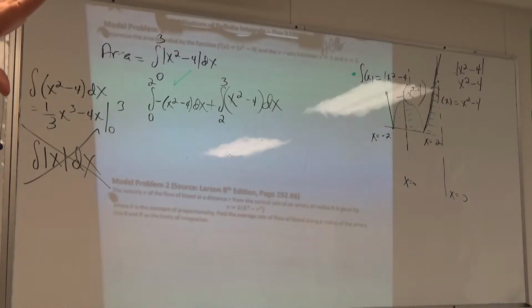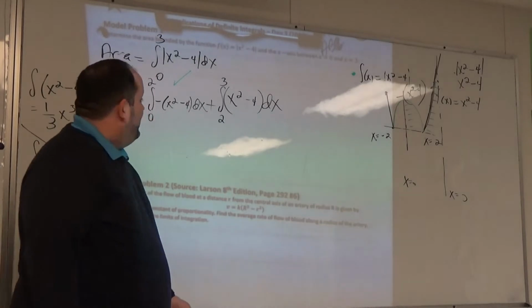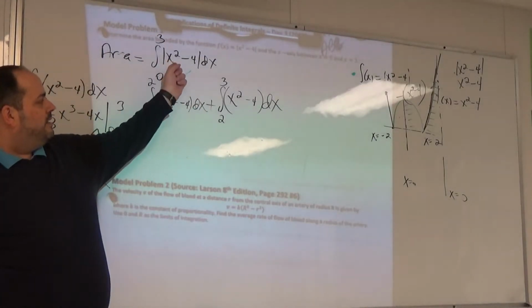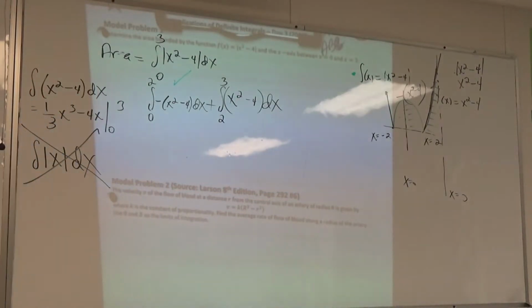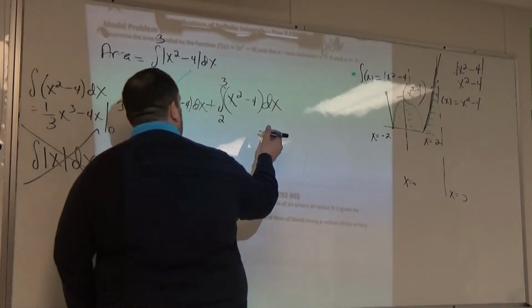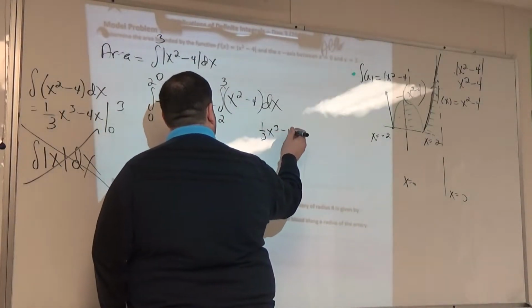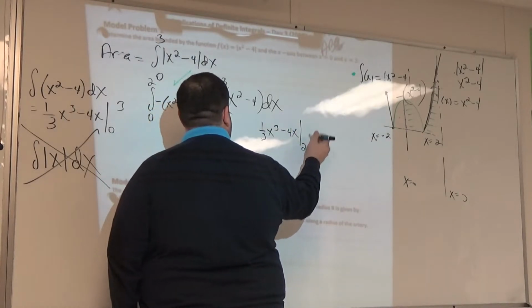So one half of the room is evaluating one of the definite integrals, the other half of the room is evaluating the other definite integral. And if there's any questions, I definitely want you guys to simplify.